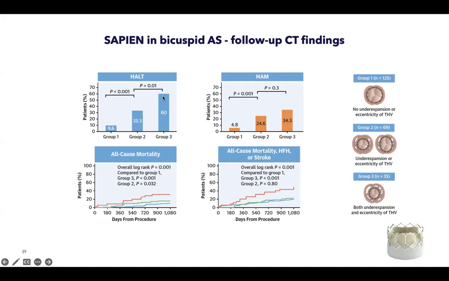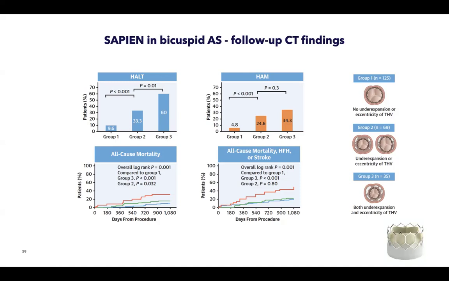You see the leaflet thrombosis, this is HALT, hypoattenuating leaflet thickening. It's baseline 10% in most of our TAVI patients. But if you leave a valve like a SAPIEN valve underexpanded or elliptical in a bicuspid valve, it goes up to 33%, and even 60 to 70% of these SAPIEN valves have severe leaflet thrombosis in cases which are both underexpanded and elliptical. And this also translates, unfortunately, into clinical outcomes. So more mortality, more clinical strokes. So this is really concerning.